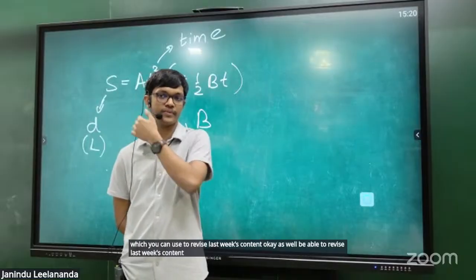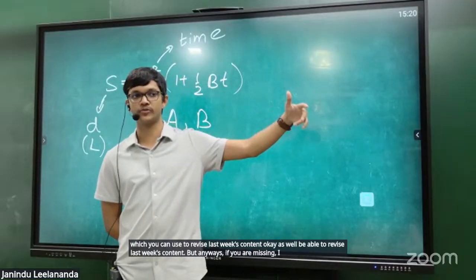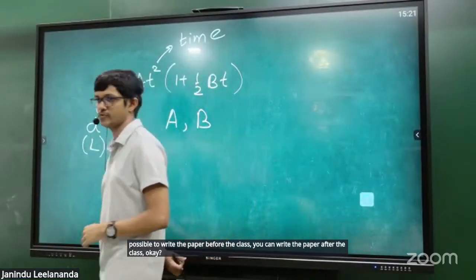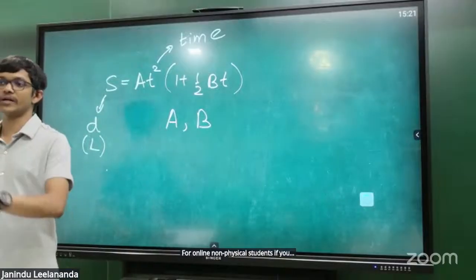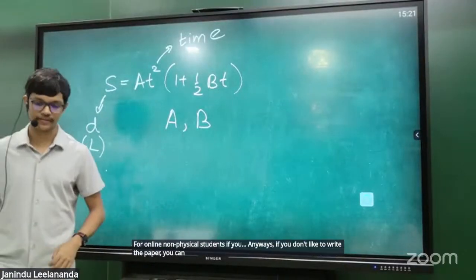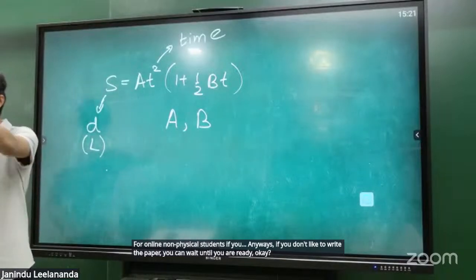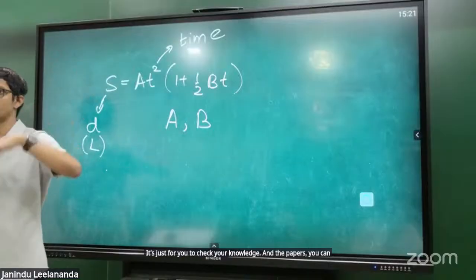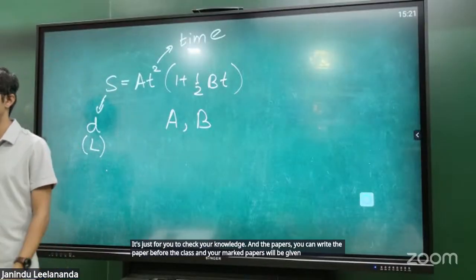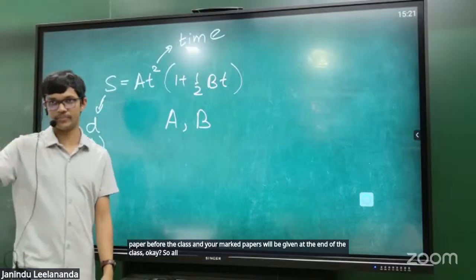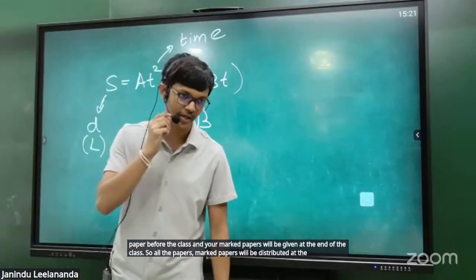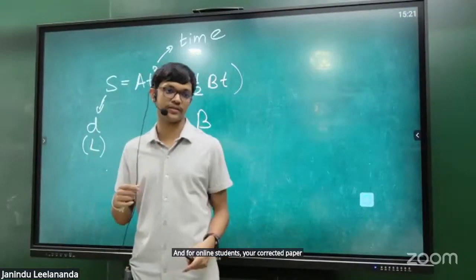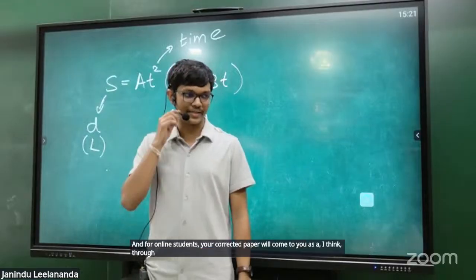If it is not possible to write the paper before the class, you can write it after the class, for both online and physical students. If you don't like to write the paper, you can wait until you are ready. It's just for you to check your knowledge. Marked papers will be distributed at the end of the class. For online students, your corrected paper will come through a Google form or as an email.